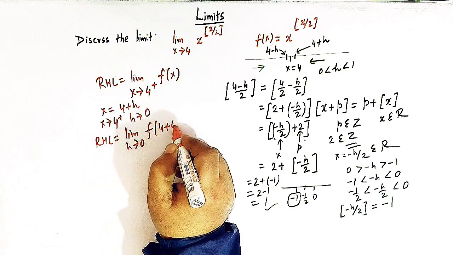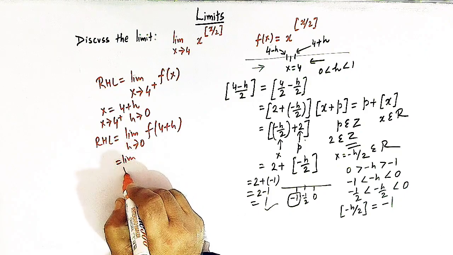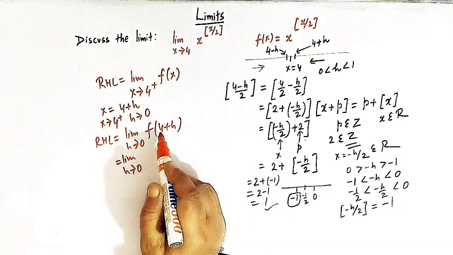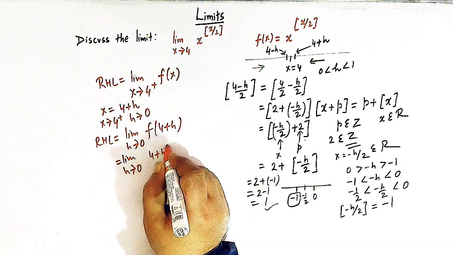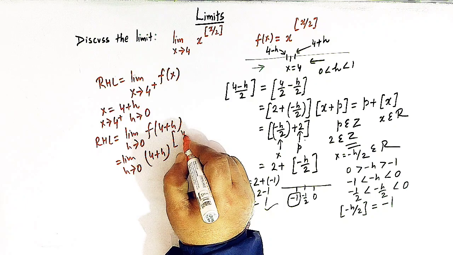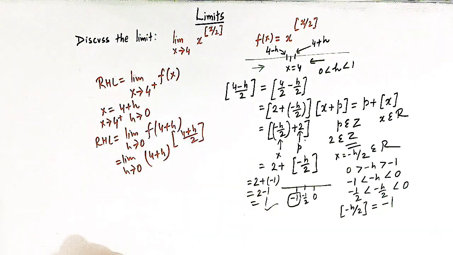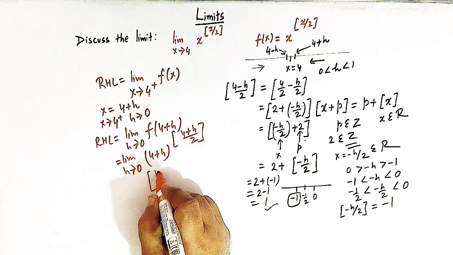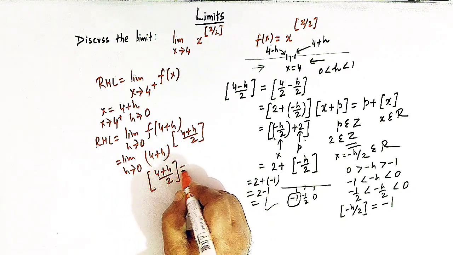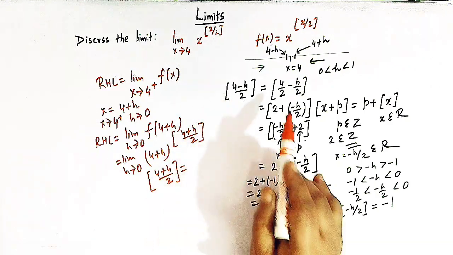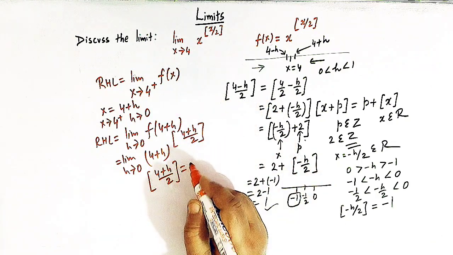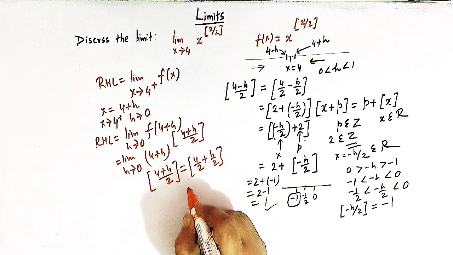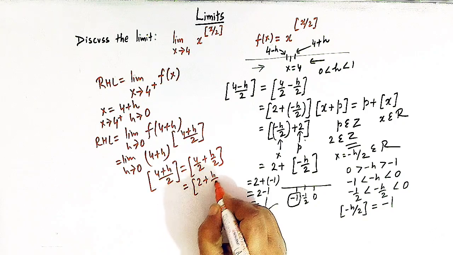So now the right hand limit can be written as limit h tends to 0, and we have f of 4 plus h. So this is now limit h tends to 0, f of 4 plus h can be obtained by replacing x by 4 plus h. So we have 4 plus h raised to greatest integer of 4 plus h over 2, right? So now we have to concentrate on this term, that is greatest integer of 4 plus h over 2. So as we have done in this case, we'll follow the same steps here. So we have greatest integer of 4 by 2 plus h by 2. Then we have 2 plus h over 2.